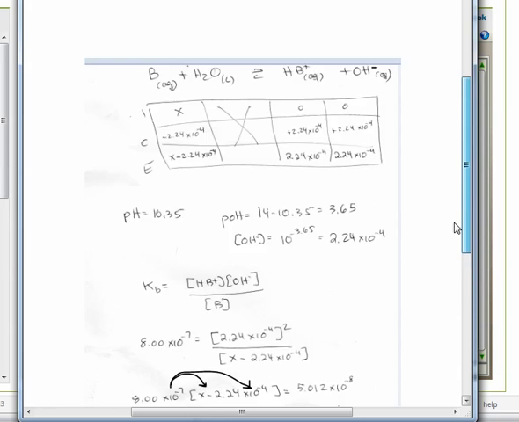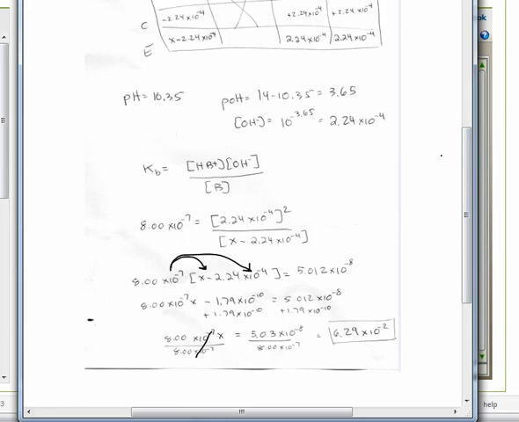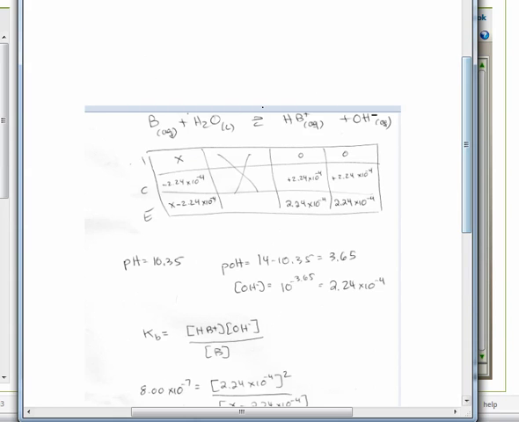So that is what my initial concentration of base has to be to get a pH of 10.35.